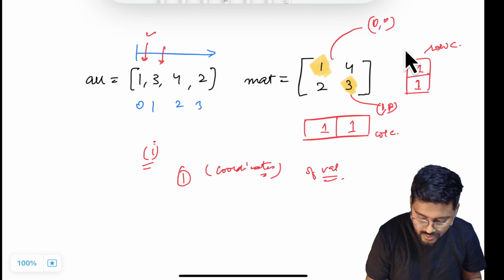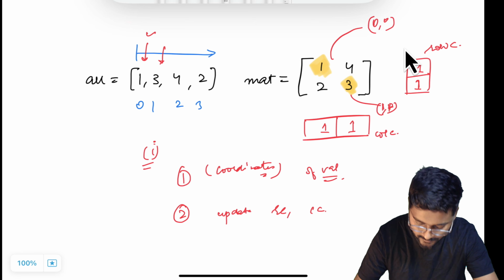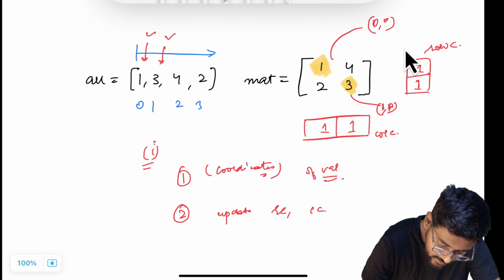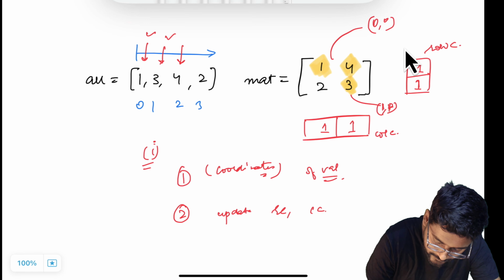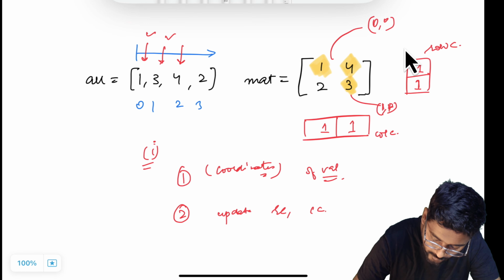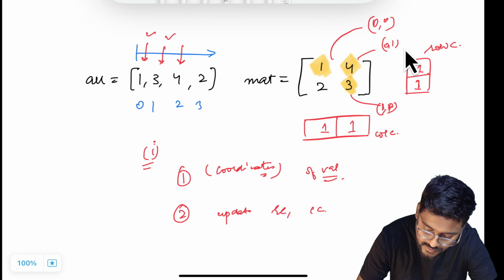I require the coordinates of the particular value. Then I will update my row count and column count array. Let's move ahead. Third item is 4. Let's paint 4. When I'm painting 4, the coordinates of 4 are 0, 1. It means 0th row and the first column.